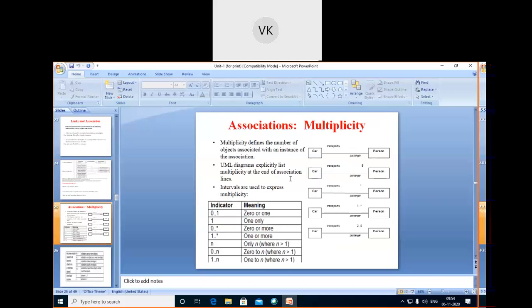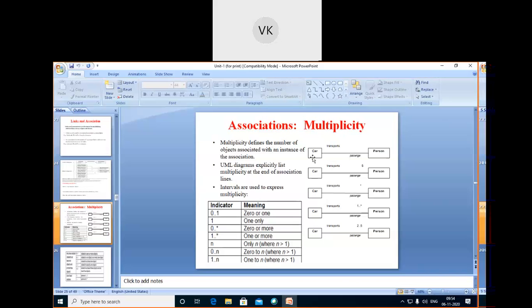Here you see some of the notations I am using. Here is the indicator and its meaning. The meaning of the multiplicity is how many objects have a connection with other objects, and how many times. That is going to be described by the multiplicity.